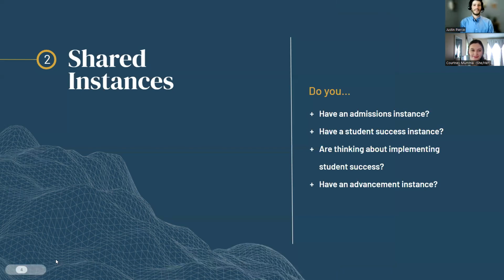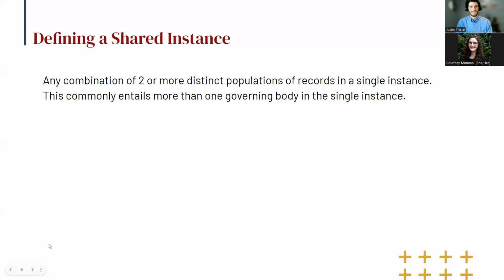So we know that if you're watching this, you might be using an admissions instance of Slate. Maybe you already have a student success instance or are thinking about implementing student success, or maybe even are an advancement Slate user. And all of these kinds of databases for Slate can be used in a shared instance. And so that's what we're going to talk about today.